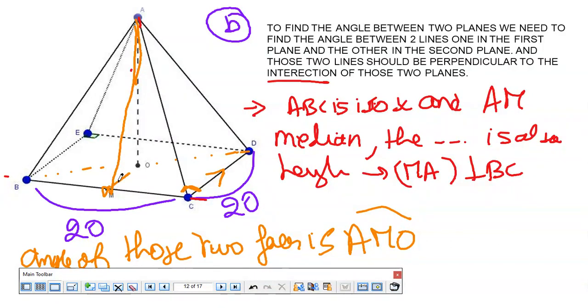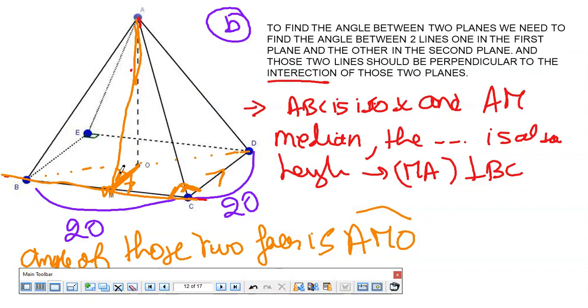In the other plane, M or Y, using the midpoint theorem, first I have M midpoint, O midpoint, so those two lines are parallel. And any line perpendicular to the first is perpendicular to the second. Therefore, AM is perpendicular to the intersection of the two planes. OM is perpendicular to the intersection of the two planes. Therefore, the angle is AMO.